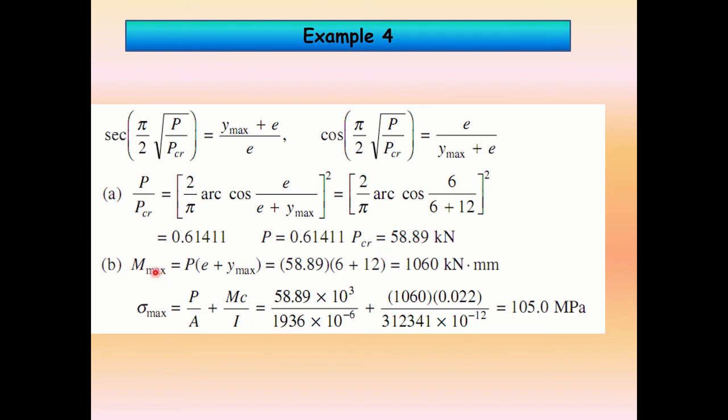So the stress max equals P over A plus Mc divided by I. This is the formula to determine the maximum moment, equal to P times the eccentricity plus Y max. Y max is 12, the eccentricity is 6, and the P value is the one they get from here. So the maximum moment is 1060 kN per millimeter. Then substitute all data into the stress max, and the stress max equals 105 MPa.